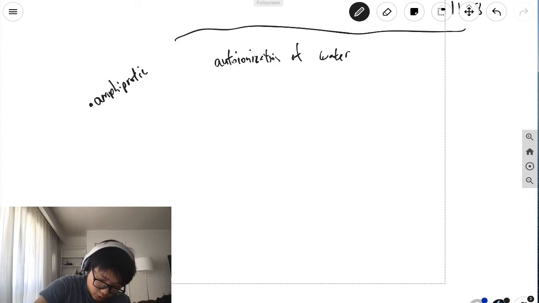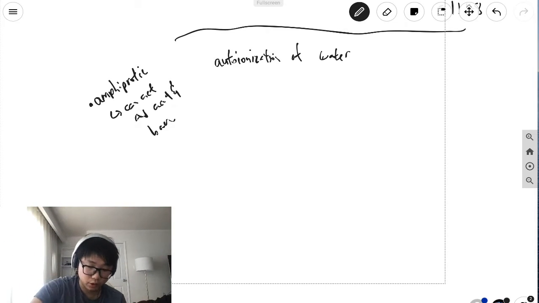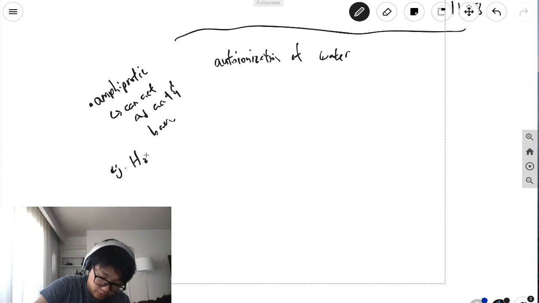Amphiprotic. So something that can act as acid and base. In other words, it can accept or donate a proton. So that's something like water, because water can gain a proton to get H3O plus, or lose a proton to give you OH minus, or another example would be HSO4 minus.